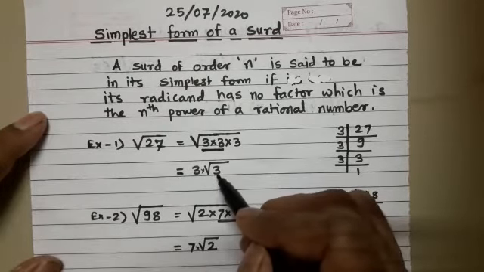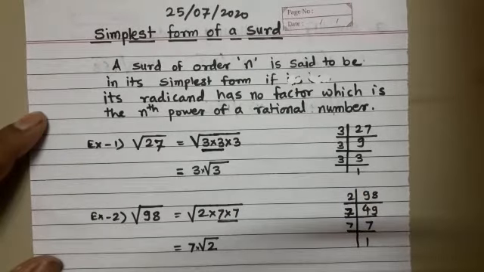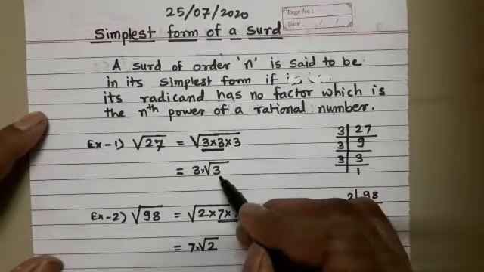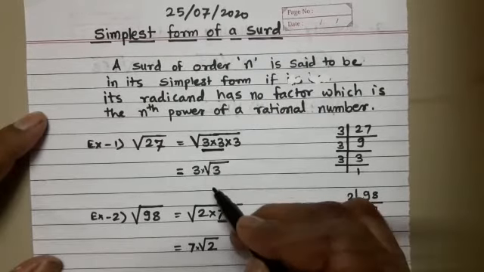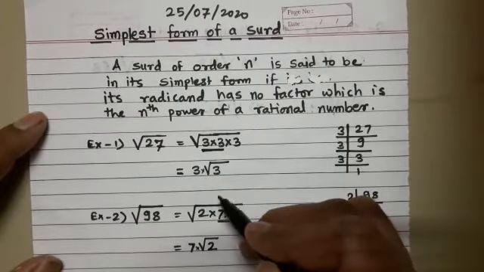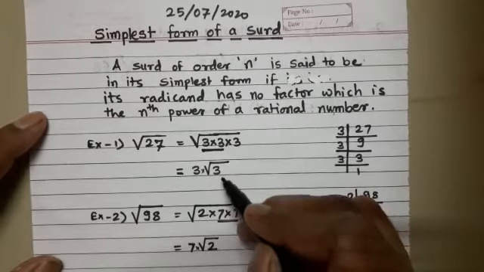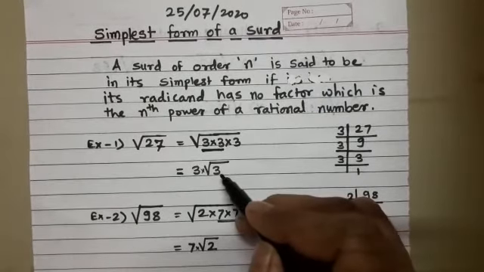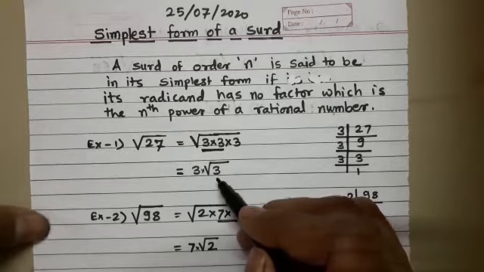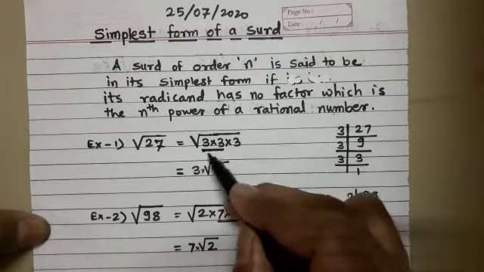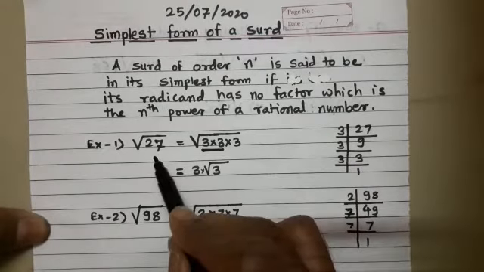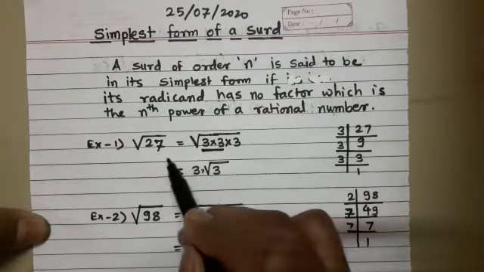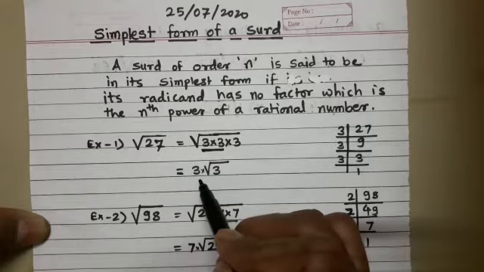We can't factorize this 3. It is not the square of any number because the order is 2. That's why it remains in the square root and we cannot factorize this. And it is called the simplest form of this given surd. The values of these two are equal, but this is the simplest form.